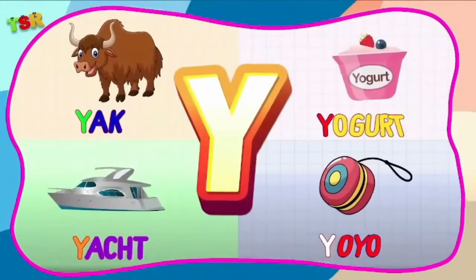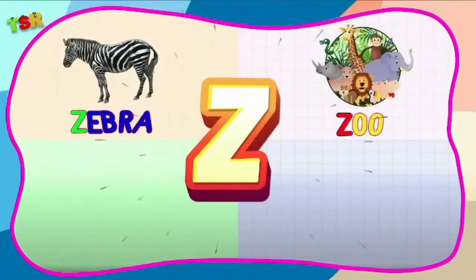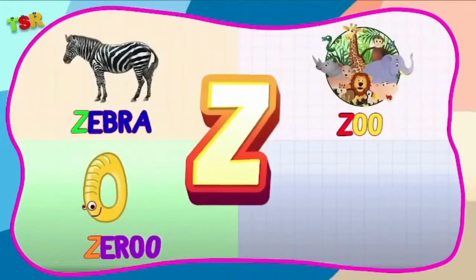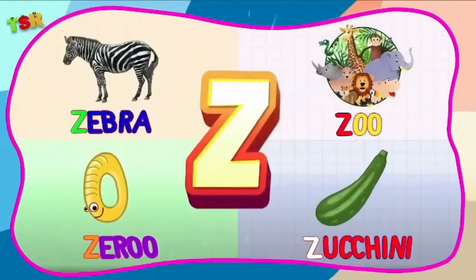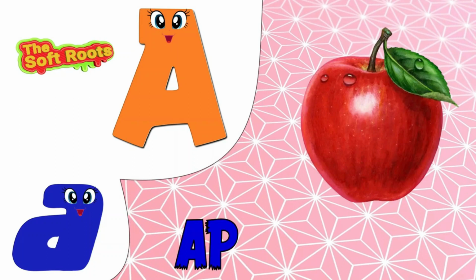Letter Z is for zebra, zebra. Zoo, zoo. Zero, zero. Bikini, bikini. A is for apple, eh, eh, apple.